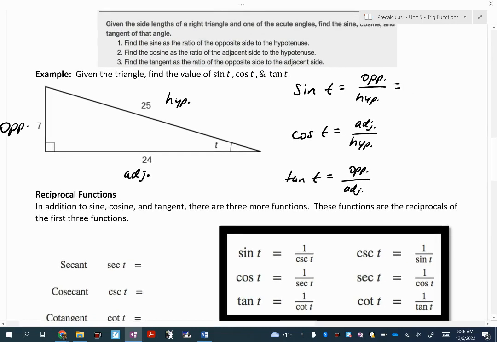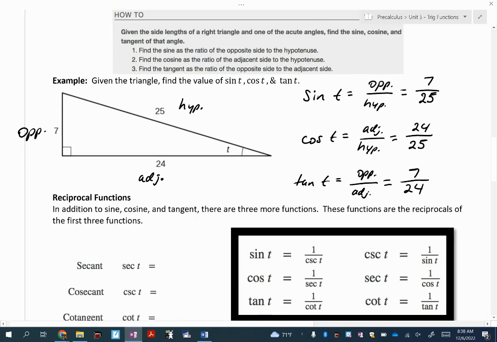So the sine of angle t is going to be 7 over 25. The cosine of angle t is 24 over 25, so that ratio. And the tangent is going to be opposite, so 7, over adjacent, which is 24. So that's the way I want you to organize this when you're working with these trig functions.